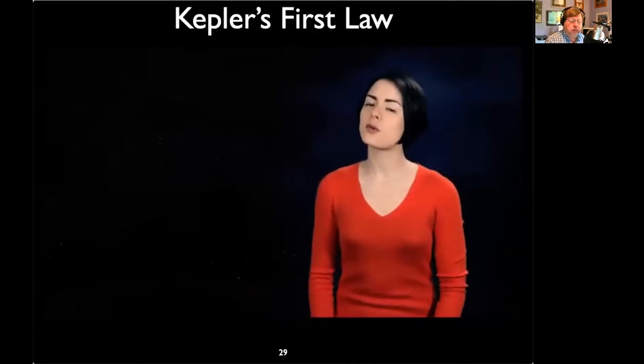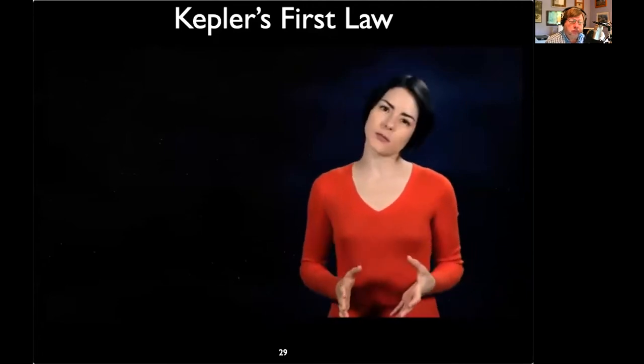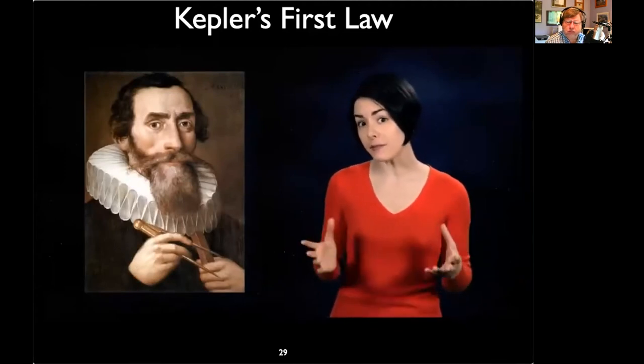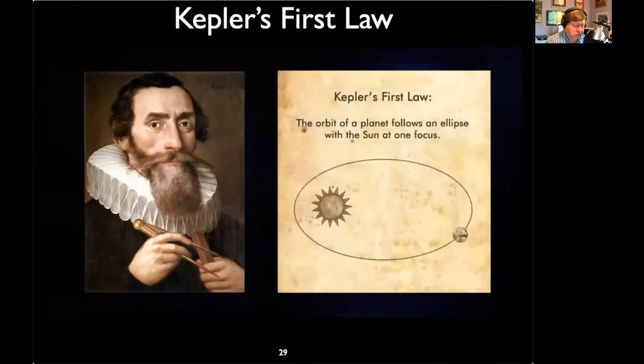It wasn't easy to abandon a central idea like that, but with his first law of planetary motion, Kepler rejected circular orbits and showed that an ellipse could better explain the observed motions of Mars. Generalized to all planets, it states that the orbit of a planet follows an ellipse with the sun at one focus.